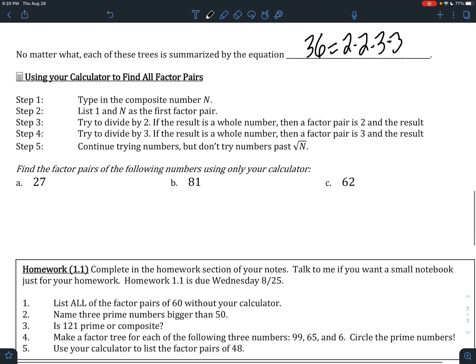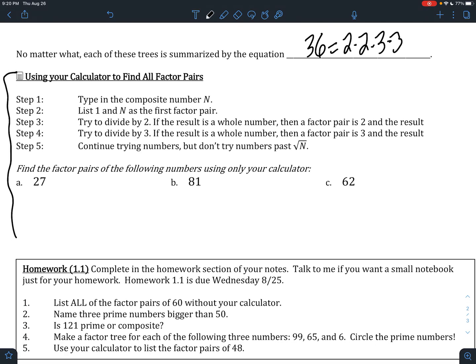And then down here, you don't have to worry too much about this. This is just extra. If you like using your calculator for this sort of thing, you can. So like for 81, try and divide it by 2. You can't, so 2 is not a factor. Try and divide it by 3. Well, remember, we always have 1 and 81. 1 and the number is always a factor pair. 2 didn't work because it's an odd number, but 3 I think would work.